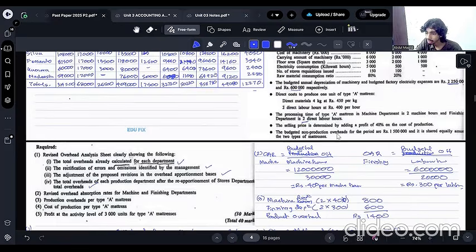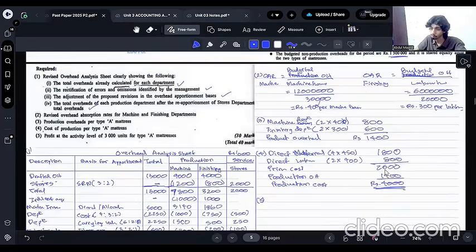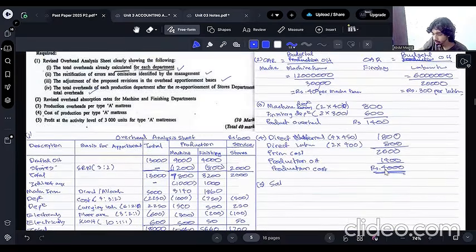Then the fifth one: profit at the activity level of 3,000 units for type A mattress. The budgeted non-production overhead for the period is 1,500 and it is shared equally among the two types of mattress. The selling price is determined by adding 40% on the cost of production. So sales minus cost of sales will give you gross profit. From that, if you deduct your non-production overhead, you will get your net profit.